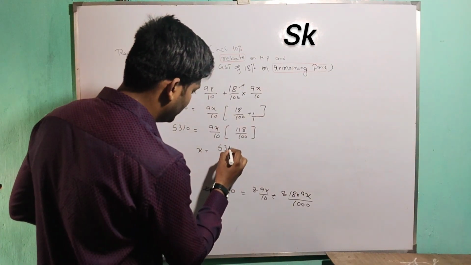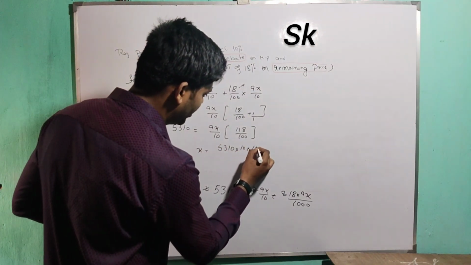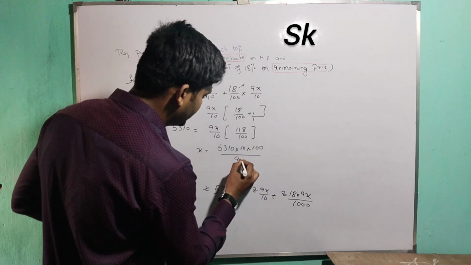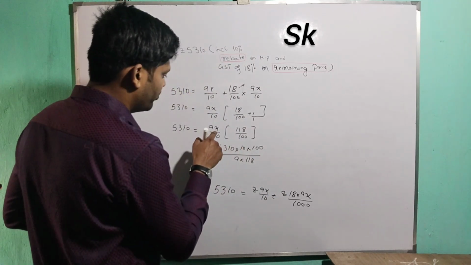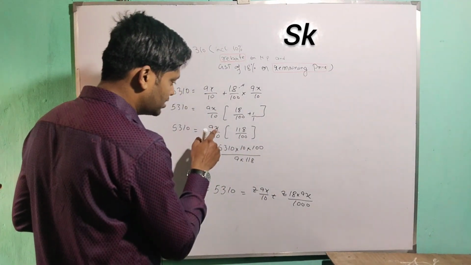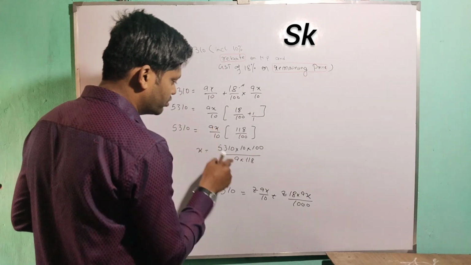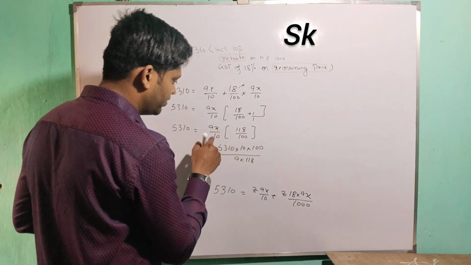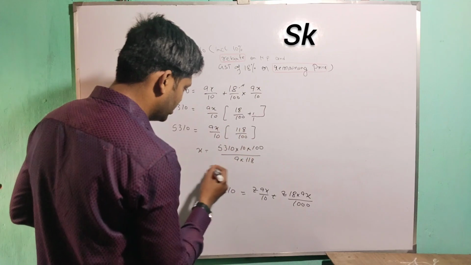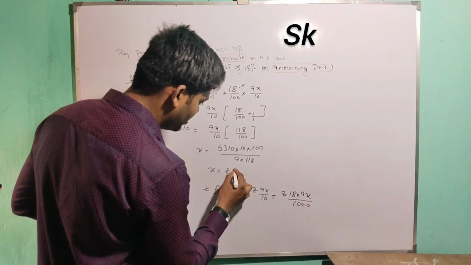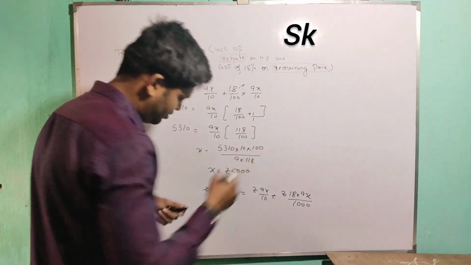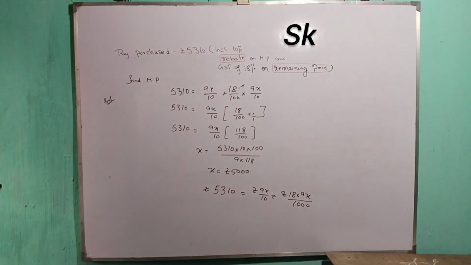So 5310 multiplied by 10 multiplied by 100 divided by 9 and 118. Because with respect to x, what you are finding out, this is multiply so it becomes divide, this is divide so it becomes multiply, this is also divide so it becomes multiply. Okay, when you solve, x is equal to rupees 5000. You are going to get the answer. So this is the final question.